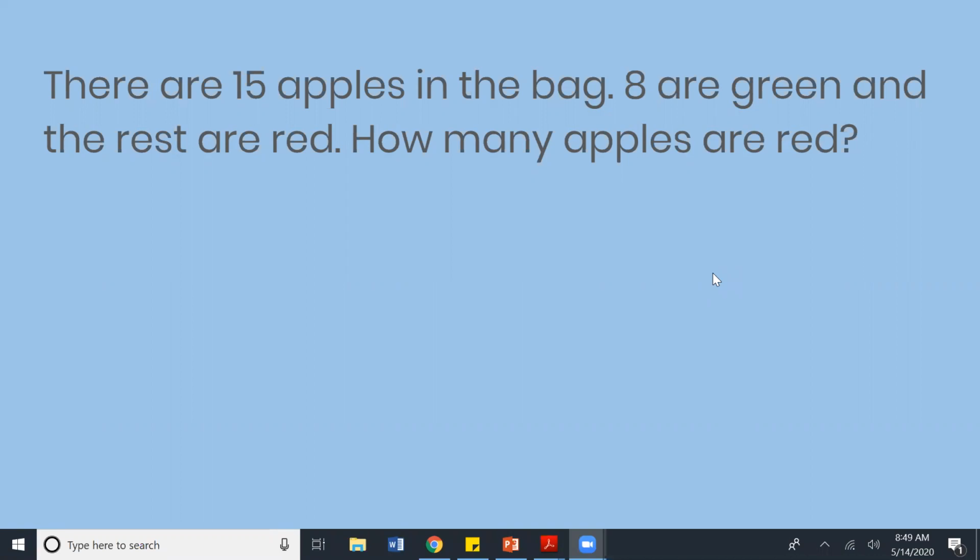So you all have been working really hard on Seesaw to solve these story problems. And we've talked about how there are lots of different kinds of story problems. And we have to be story problem detectives to figure out what kind of problem we have and how to solve it. So we're going to practice solving one story problem today on our video.